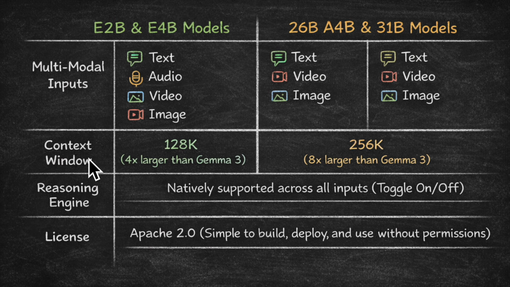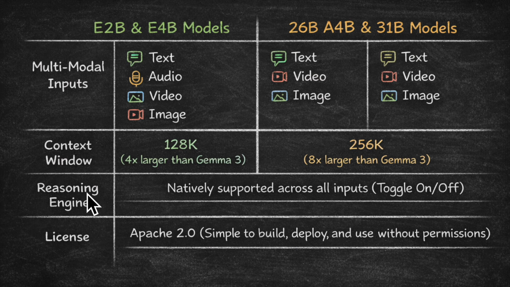Alright, so next you have the context window, and as you can see, you have a 128,000 context window over here. This is 4 times larger than Gemma 3. And for these other two variants, you have a 256K context window, which is 8 times larger than Gemma 3. So that's a big upgrade over the previous version.